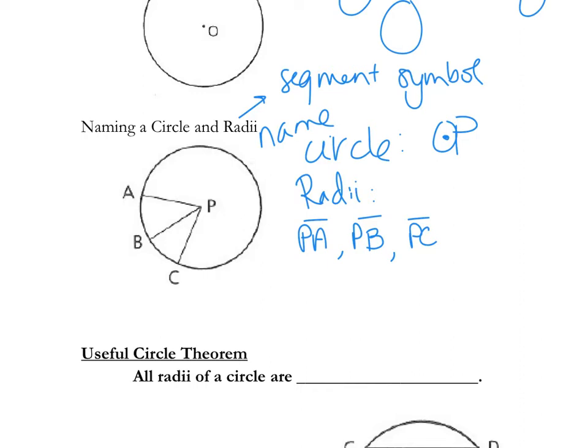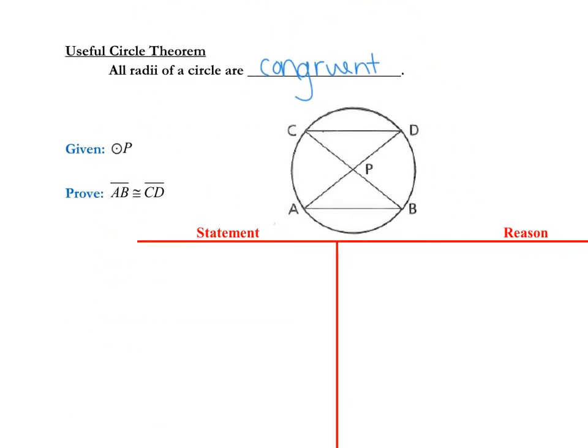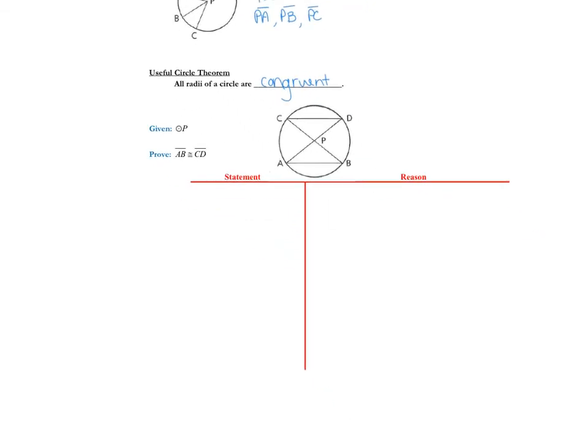So one thing that's good to note about circles is that all radii of a circle are congruent. Think about why. So if the definition of a radius is that it starts at the center and goes to a point on the circle, then that would be the same measure every single time. All right, so we have a little proof here.